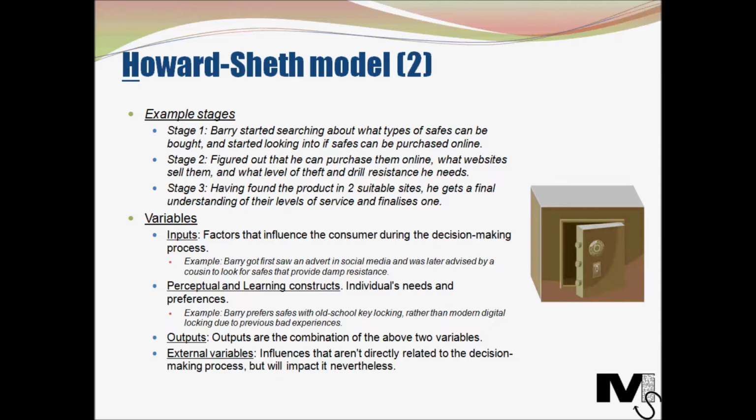This is the consumer's changed perception from the above 2 influences and the actions that the consumer takes as a result. The next influence is external variables. Now, these are influences that aren't directly related to the decision-making process, but will impact it nevertheless. So these are influences like weather and natural or political calamities.